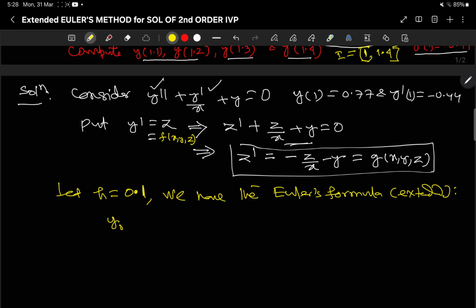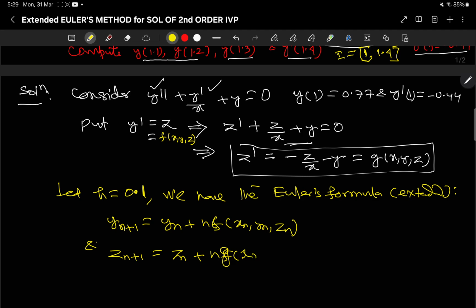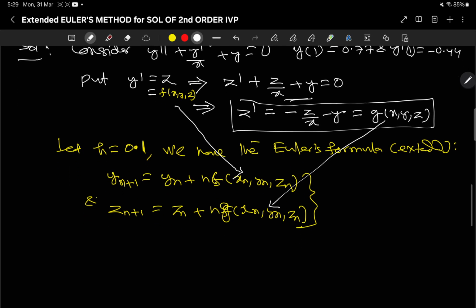Here yn plus 1 is equal to yn plus h f(xn, yn, zn), and here zn plus 1 is equal to zn plus h g(xn, yn, zn). Okay, so this is the formula. So now in view of this, this is our f, and this is our g. In view of this, we modify the formula.